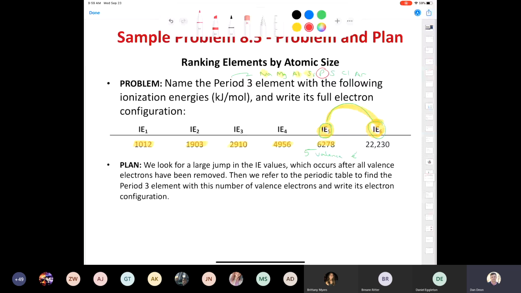Don't believe me? Phosphorus, 1s2, 2s2, 2p6, 3s2, 3p3. There are the valence electrons, and there are a total of 1, 2, 3, 4, 5 of them. There we go, 5 valence electrons.